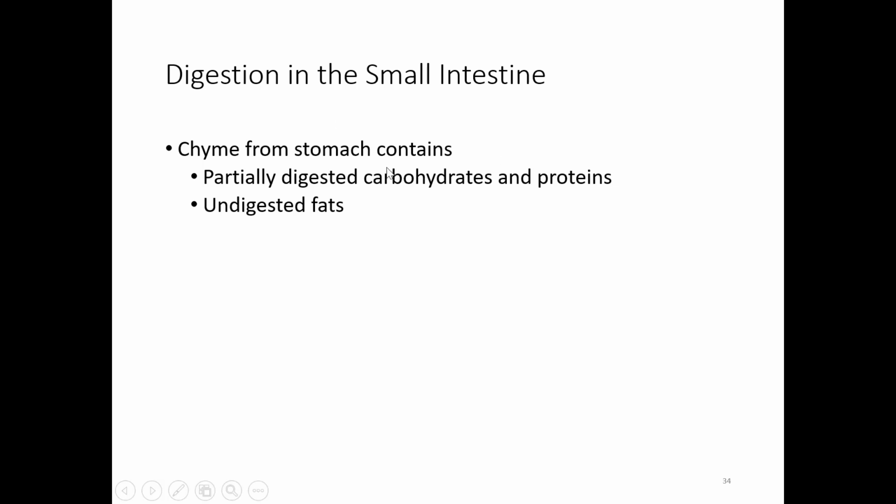Digestion in the small intestine. That chyme that arrives from the stomach has partially digested carbs and mostly digested proteins, but not completely. And all the fats are still undigested. So, let's summarize. What happens in the small intestine? Small intestine finishes digestion of carbs and proteins, and all the digestion of the fats happens in the small intestine.